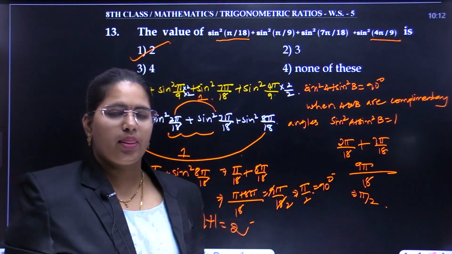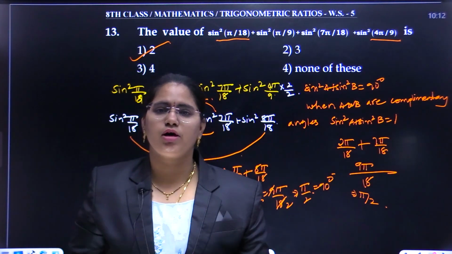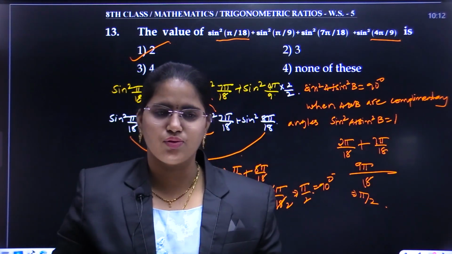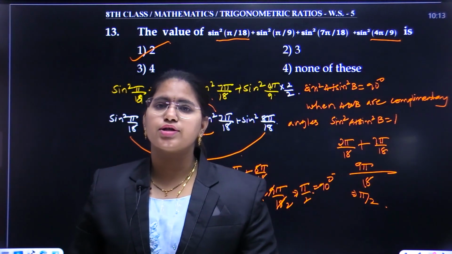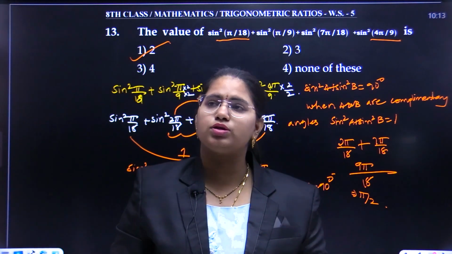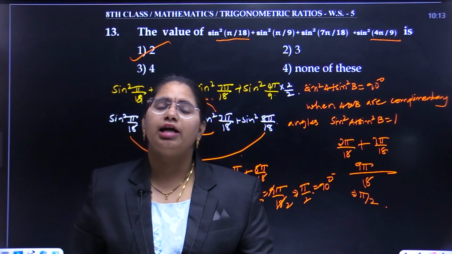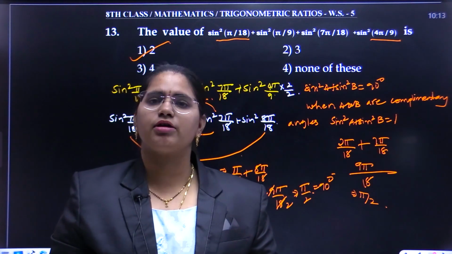It is option 1. So chalo. I hope all questions 1 to 13 from worksheet 5 are clear for you. In our next class, we are going to discuss the concept of quotient relations, and also we will discuss eliminating theta values and the remaining problems of worksheet 5.